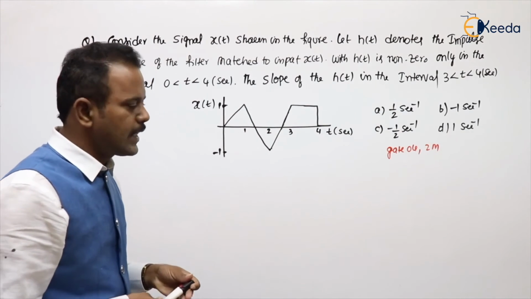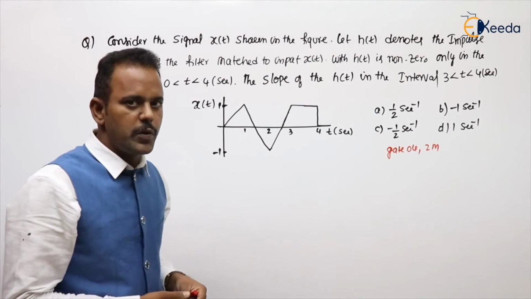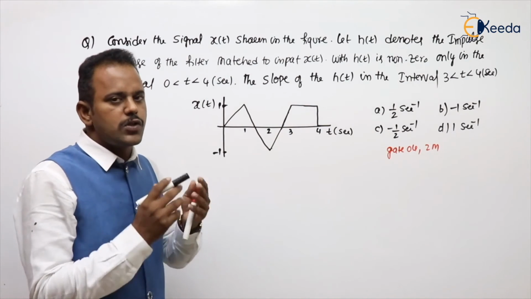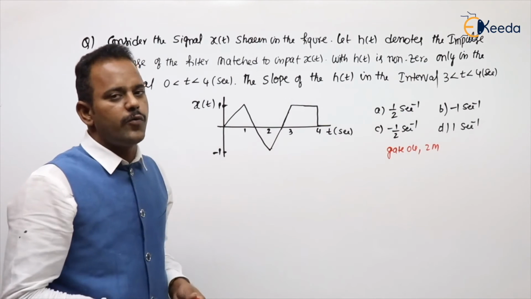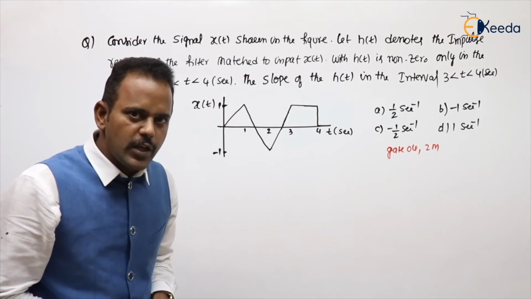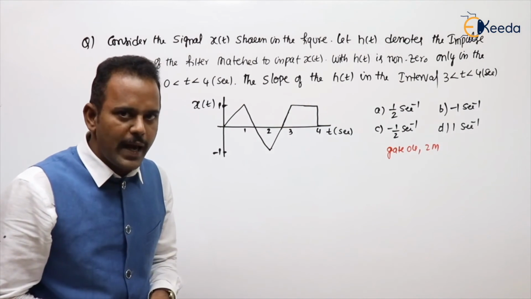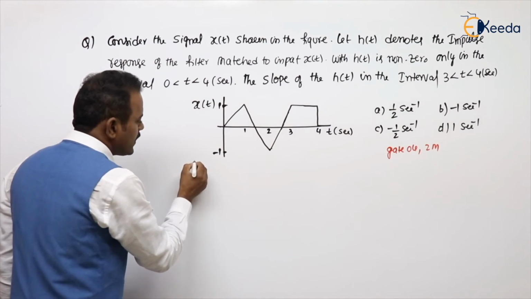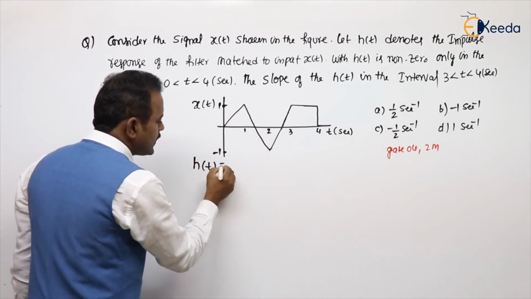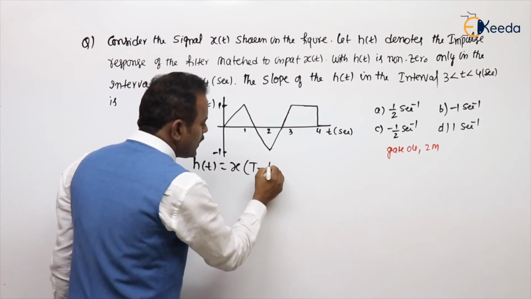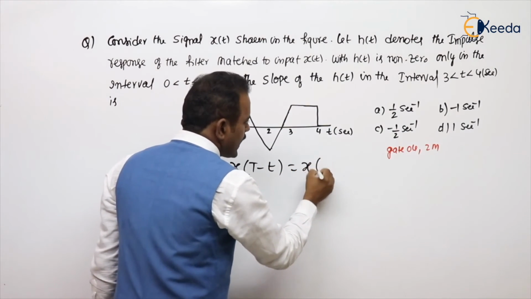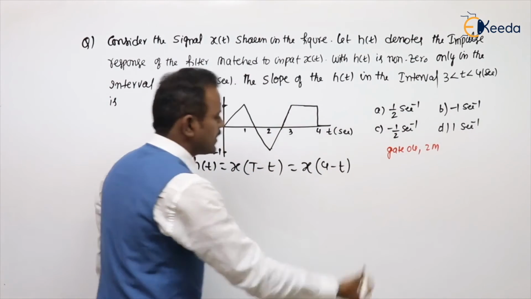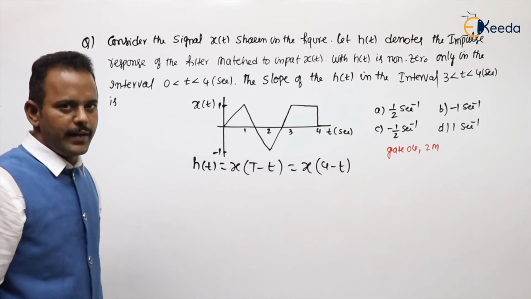This was asked in the GATE 2004 examination for 2 marks. So what he is asking is the slope of h of t in the interval 3 to 4. What is h of t, the impulse response of the matched filter? The input is already matched. H of t is nothing but x of capital T minus small t, where capital T is the duration of the input, which is 4, so x of 4 minus t. That we need to calculate.